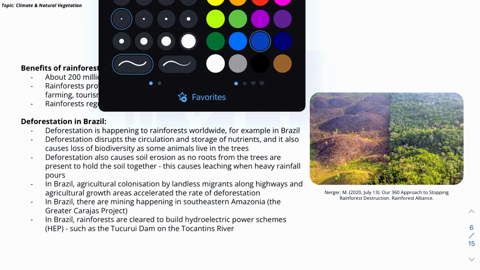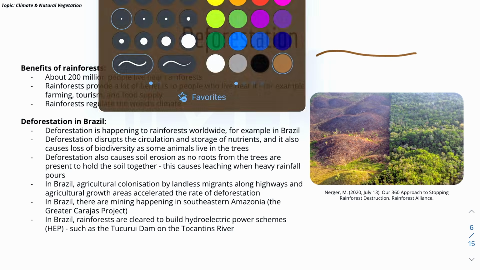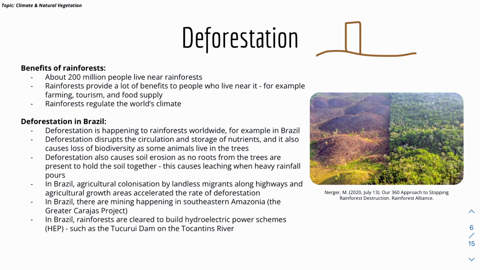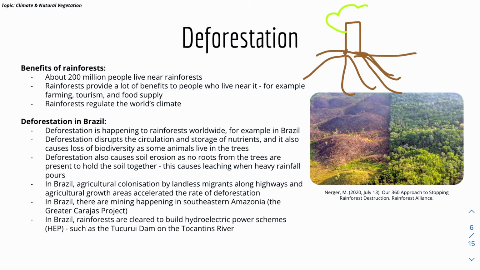To understand why this happens, imagine you have soil right here, and you have trees right here, and that's basically its roots, right? So the roots, and you have the leaves right here. The roots extend into the soil, into the ground, right? So in a way this holds the soil together and makes it more, quote unquote, stable, right?